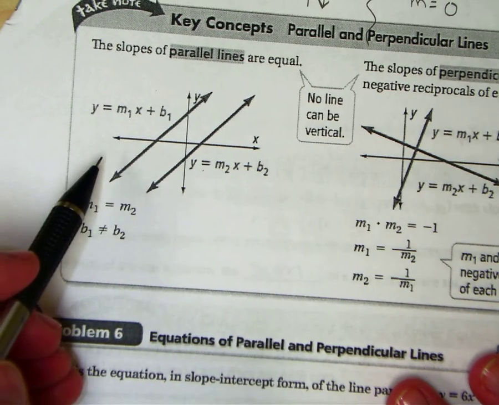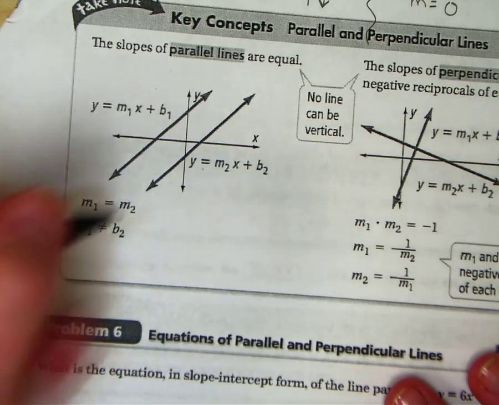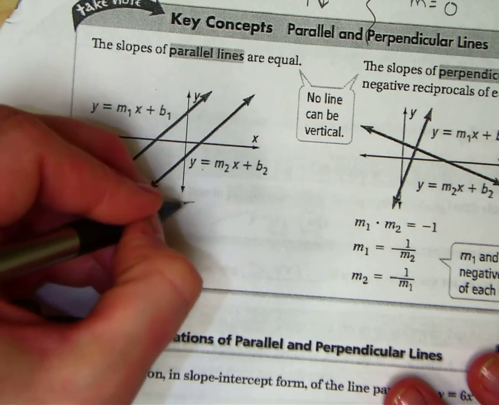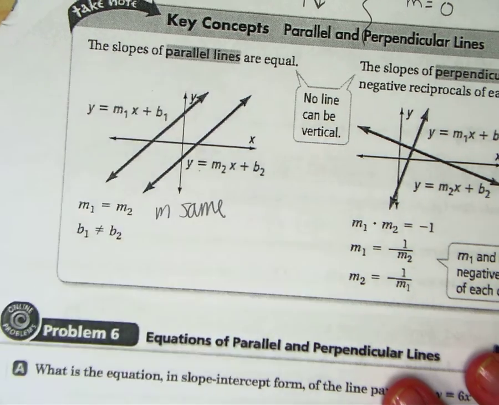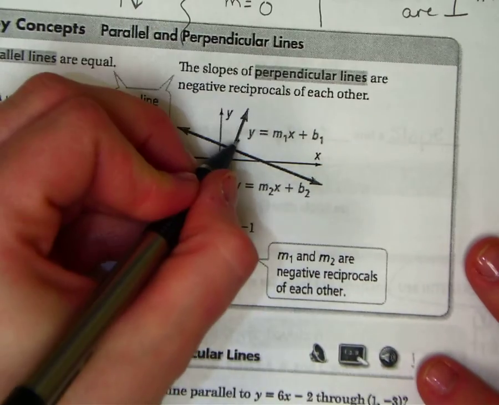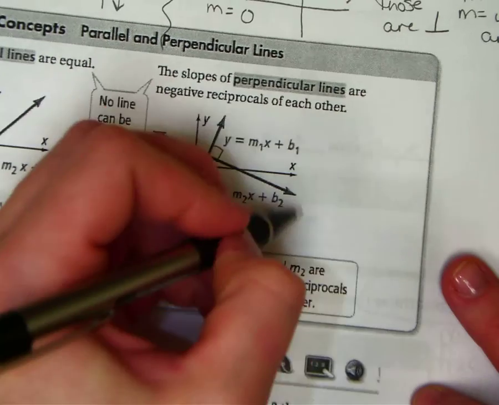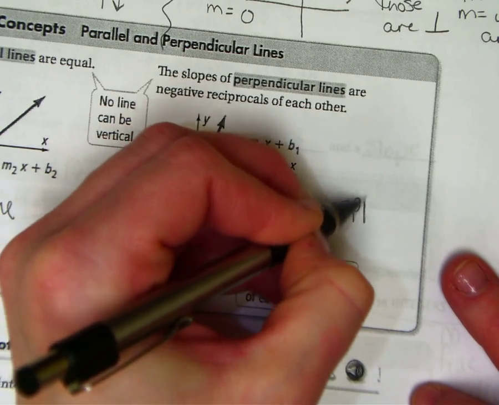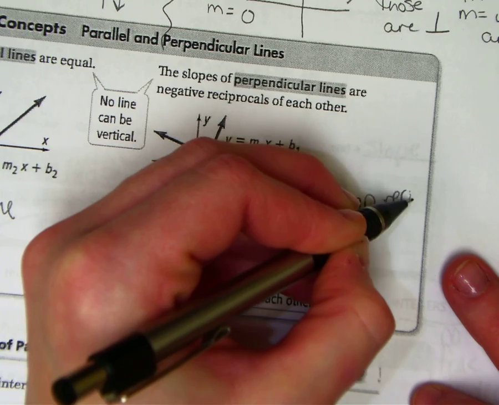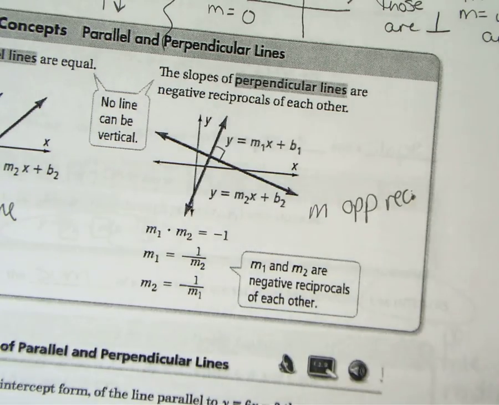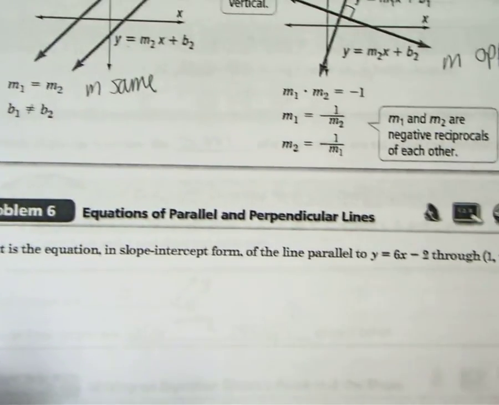Please also remember that when you have parallel lines, the slopes are the same. And when you have perpendicular lines making a 90-degree angle, the slopes are opposite reciprocals. That takes us to problem 6.